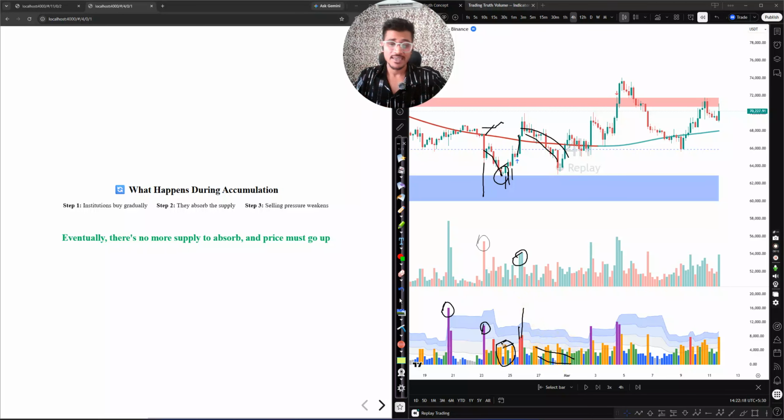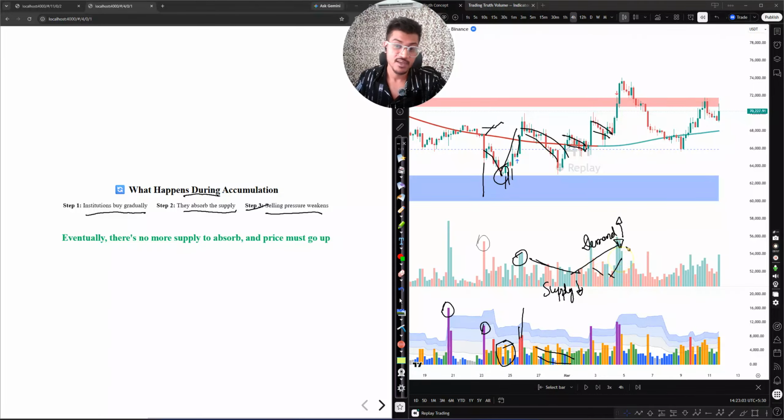Without going too much into detail, what I'm trying to tell you is that during accumulation, institutions are buying gradually and absorbing the supply. You see, when the market comes down, volume goes down. When the market goes up, my volume is increasing. So this is where supply is being absorbed, and demand is increasing there. Now they absorb the supply. Step three is selling pressure weakens. Selling pressure is weakening, you see.